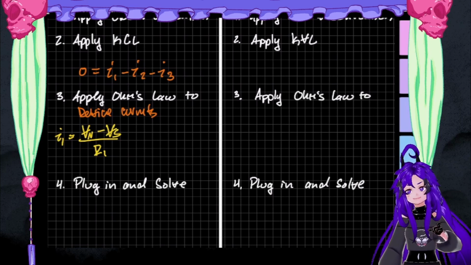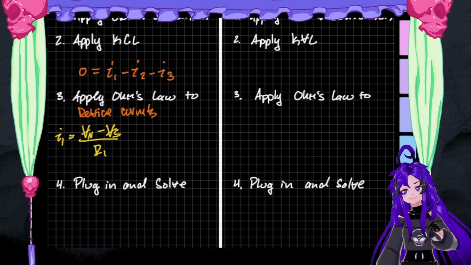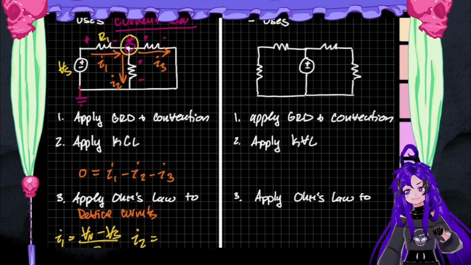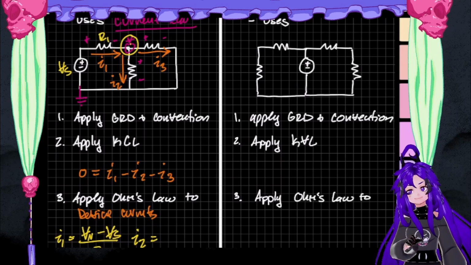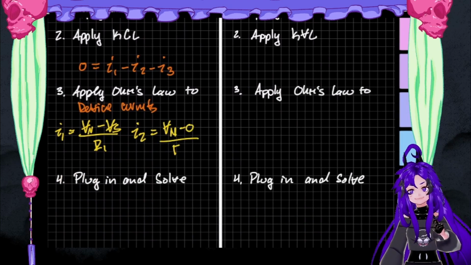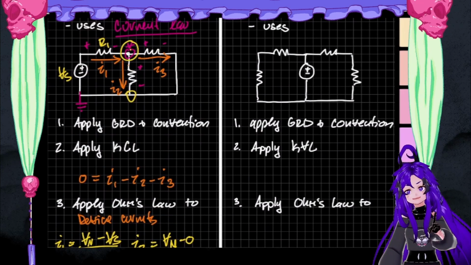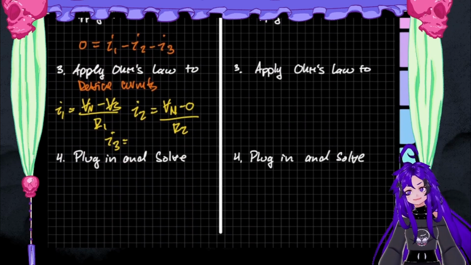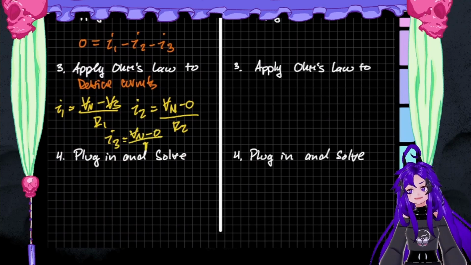Then we do the same thing. I2 is going from the node voltage to ground, actually. So it's V node minus 0, over R2. And I3 is pretty much the same situation: V node minus 0, since this connects to ground, over R3.